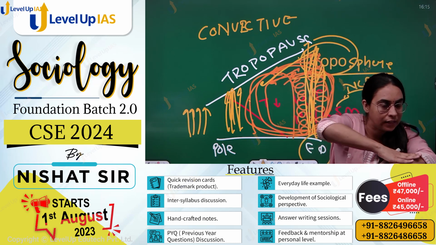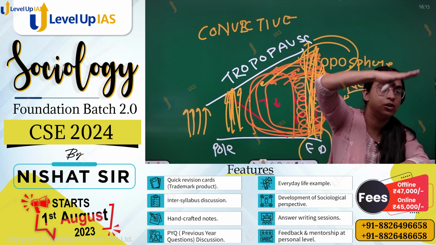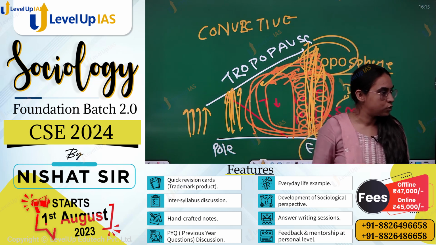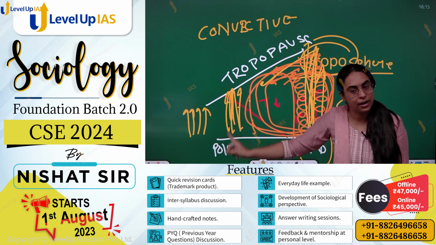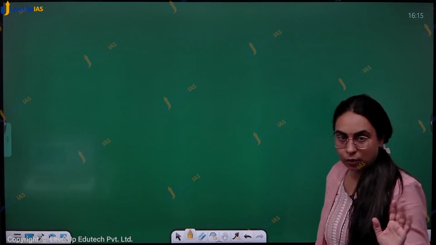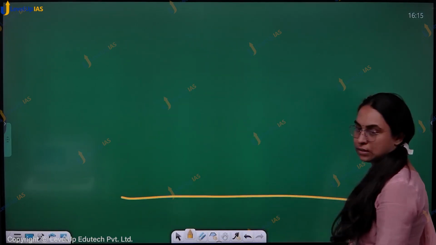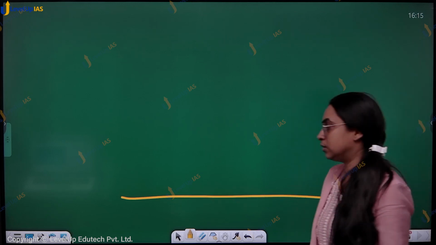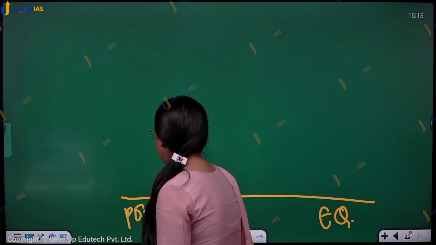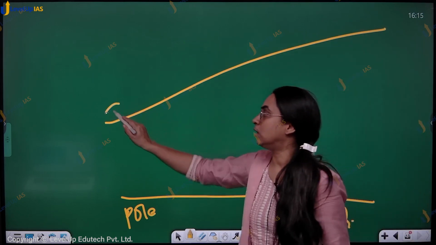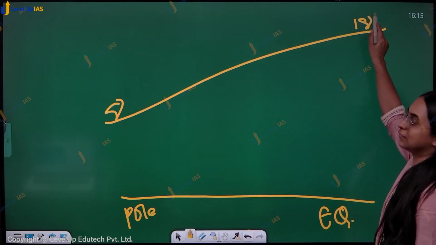There is more heat at the equator, so the convective current goes up to a higher height at the equator. Is it fine? So why is the height of the troposphere more at the equator and less at the poles? The next one, now listen. If this is your surface, equator, this is your pole, this is my troposphere, 8 kilometers, 18 kilometers.